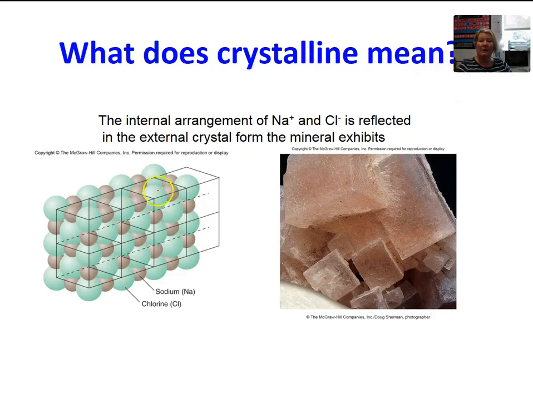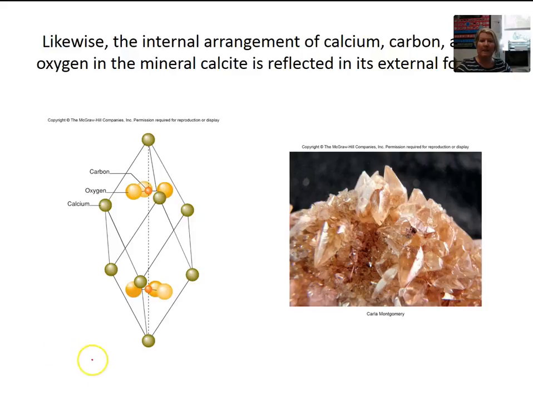Crystalline means a regular repeating manner of the atoms. So here you can see in salt the sodium and the chlorine and the repeated nature. That means that it's crystalline. That's one of the criteria to be a mineral. Here we're looking at calcite. So we have carbon, oxygen, and calcium, and they're regular repeating. The internal arrangement of these atoms is often reflected in the external crystal form. That is how the mineral actually grows, its shape.